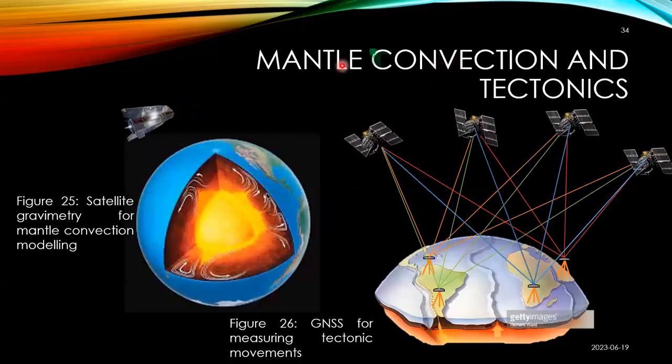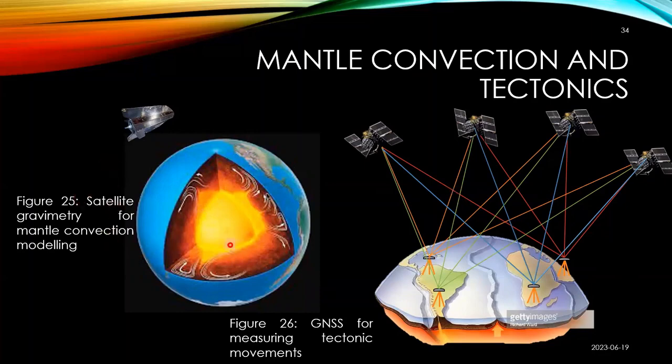Even mantle convection and tectonics can be studied by space geodesy. From the right side, you see the movement of the plates, as I already explained. Here I have GNSS as an example. For example, you have receivers on the plates, and the coordinates are determined precisely. But not only with GNSS, we have SLR, VLBI, LLR, and many other satellite techniques that can measure the tectonic movements.